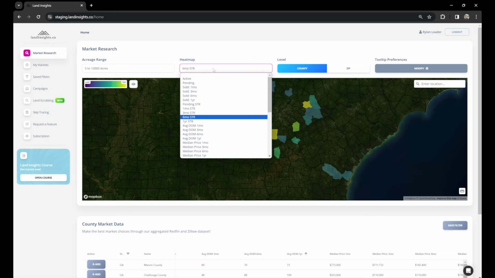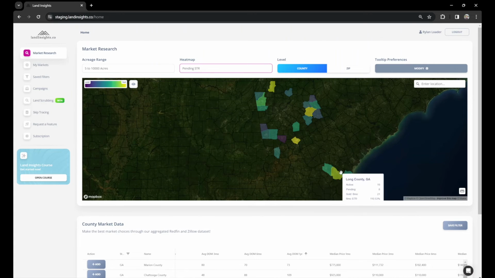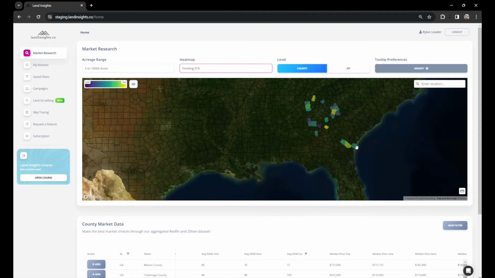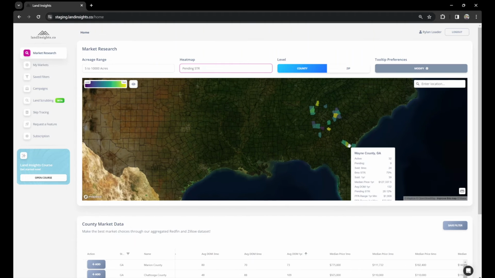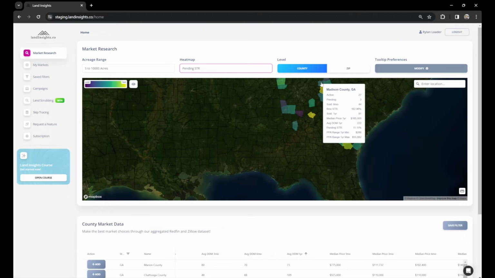Let's look at pending sell-through rate. What is the best pending? Wayne County. There's currently 9 pending, 32 for sale. 6-month sell-through rate 75%. Not great. Average days on market 132 days. Average days on market for Madison County was 222.